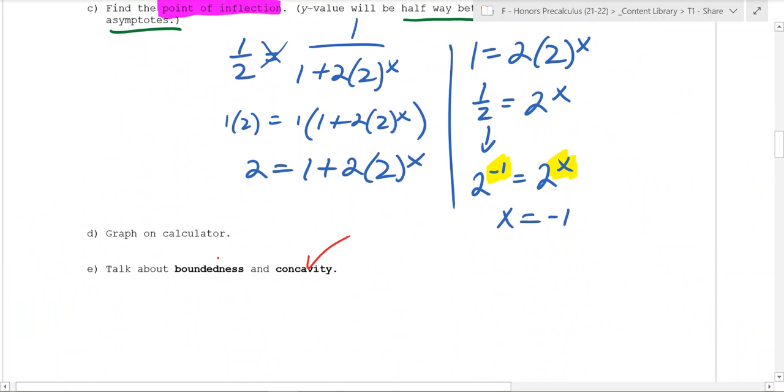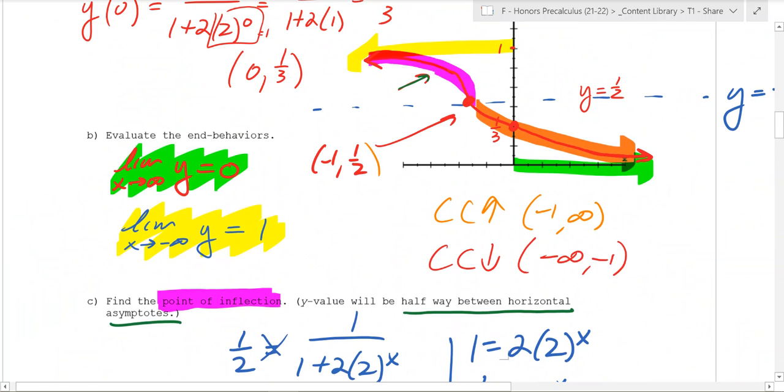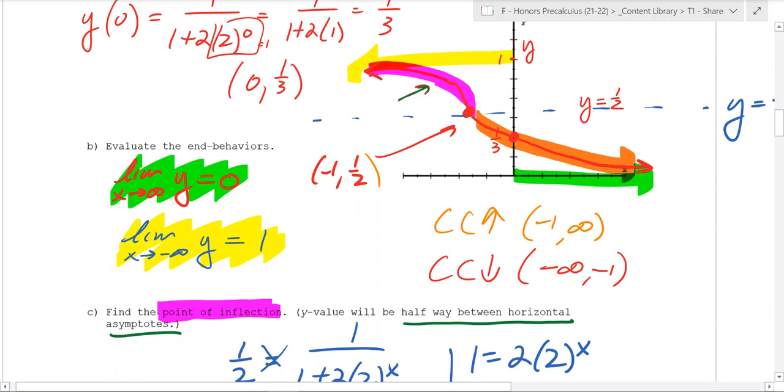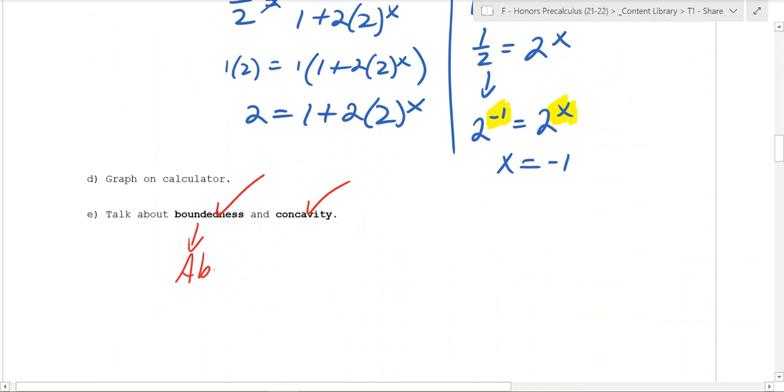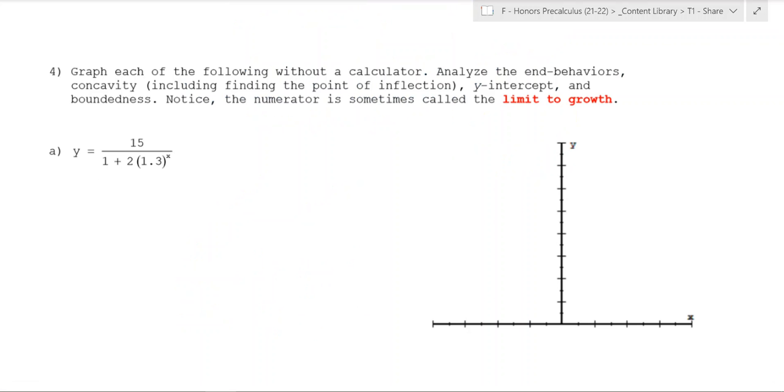So that's concavity. What about boundedness? Is there a ceiling? Yeah, the yellow line, which is y equals 1. Is there a floor? Yeah, y equals 0. So it's bounded above by y equals 1 and below by y equals 0. Yay. So one thing you're going to have to get good at is graphing these by hand.